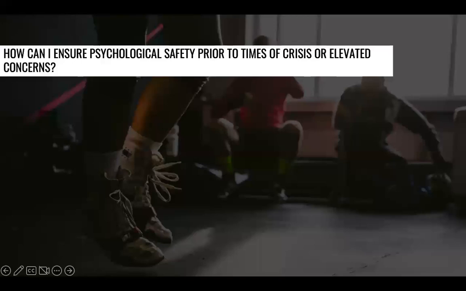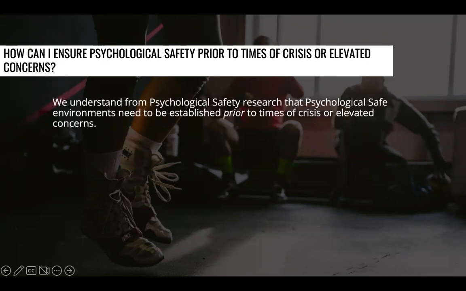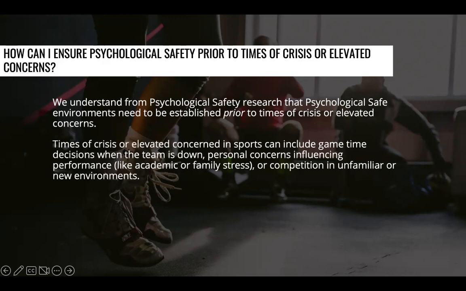Diving right in, how can I ensure psychological safety prior to times of crisis or elevated concerns? We understand from psychological safety research that psychologically safe environments need to be established prior to times of crisis or elevated concerns. Times of crisis or elevated concerns in sports can include game time decisions when the team is down, personal concerns influencing performance, like academic or family stress, or competition in unfamiliar or new environments.